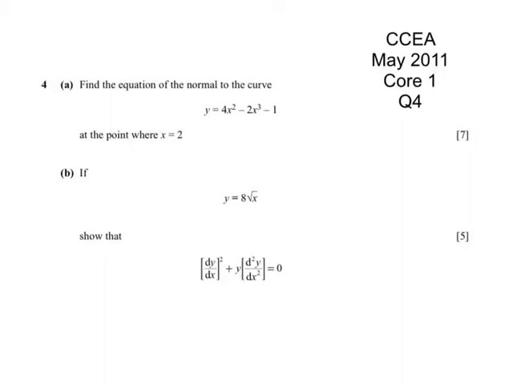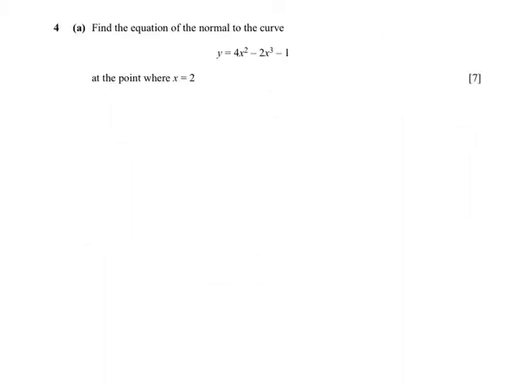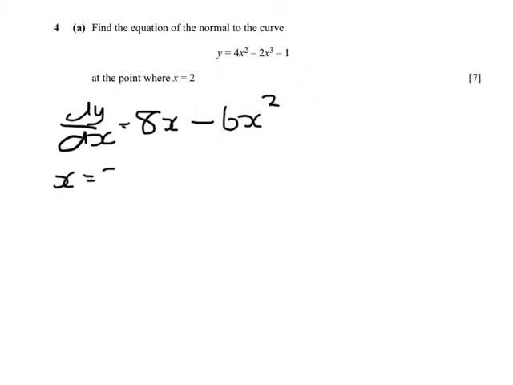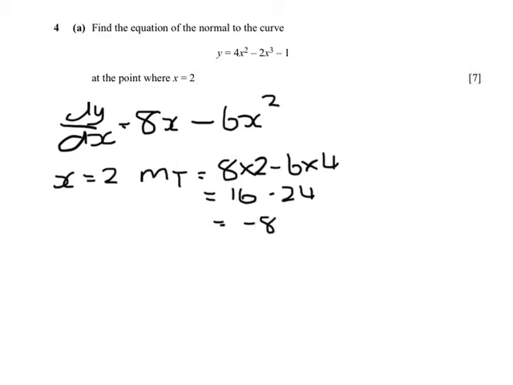May 2011, Core 1, Question 4. I'm going to start by differentiating to find the gradient function. So we have dy/dx: 2 times 4 is going to give me 8x, minus 2 times 3, 6x squared, and minus 1 differentiates to give 0. When x equals 2, the gradient of the tangent will be 8 times 2 minus 6 times 4. So it's 16, take away 24, which is minus 8.